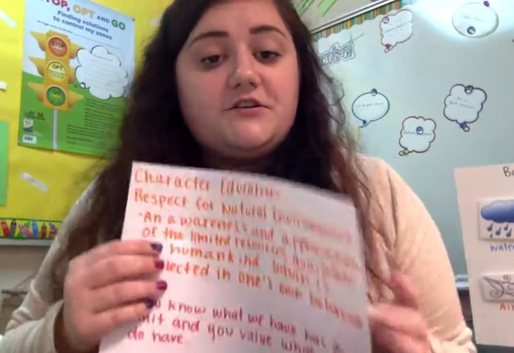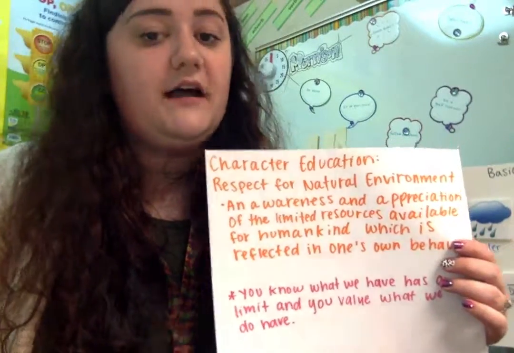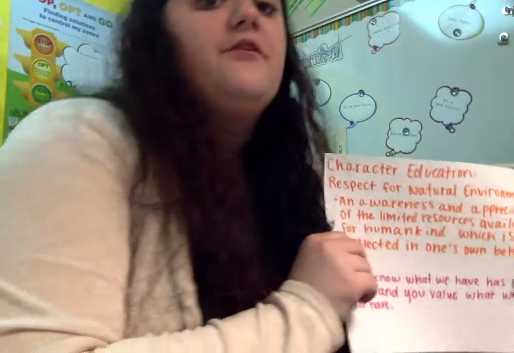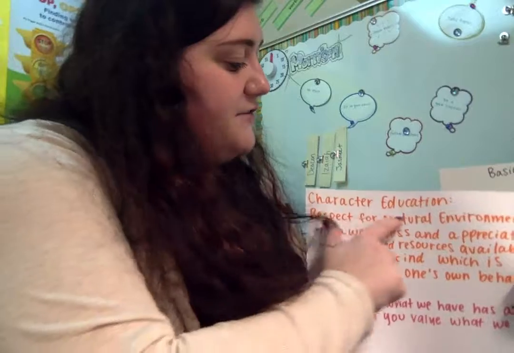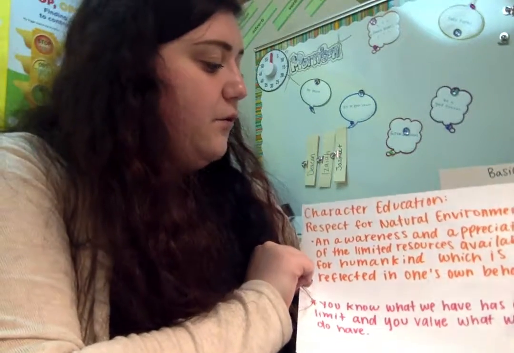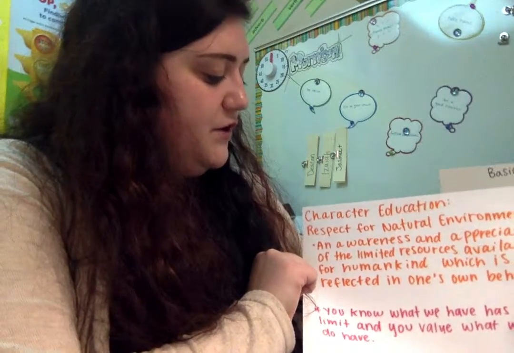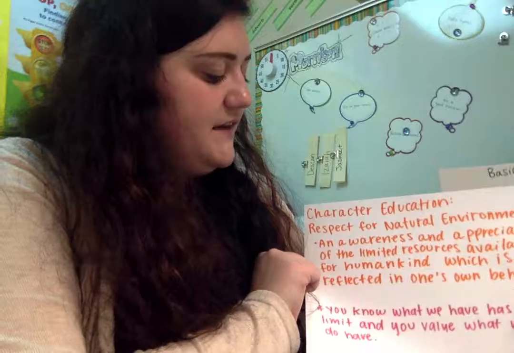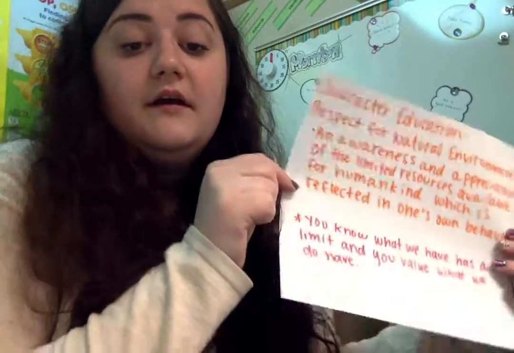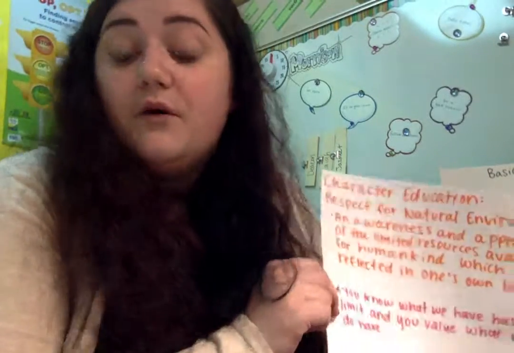Now, before we end this lesson, we have to talk about the character education topic that goes along with what we're talking about. And for this lesson, it is respect for natural environment, which means an awareness and appreciation for the limited resources available for humankind, which is reflected in one's own behavior. In other words, you know what we have has a limit and you value what we have.